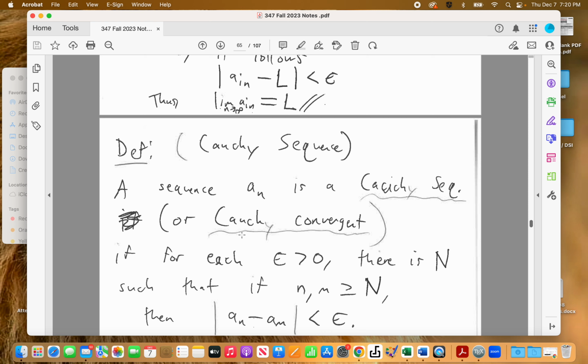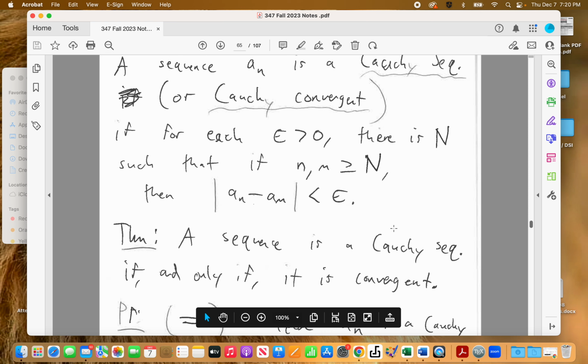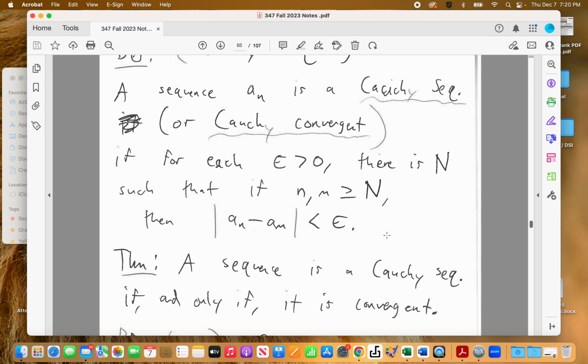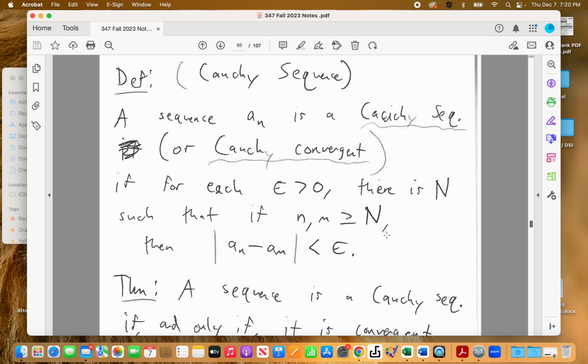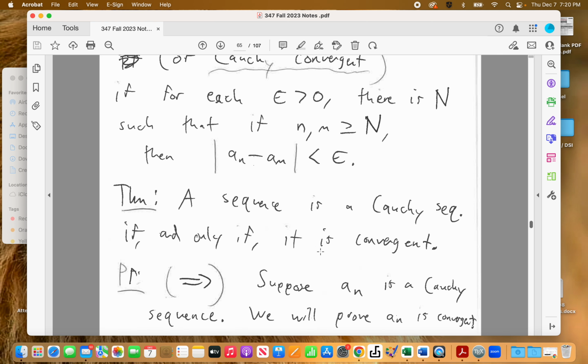Cauchy sequences, yeah. I mean, Cauchy again, another titan of real analysis, right? Great result here. A sequence is a Cauchy sequence if and only if it is convergent. I like the Cauchy definition. It's kind of an important definition. The terms of the sequence have to be getting close to each other. Nice definition. Great theorem here. I mean, fantastic theorem.